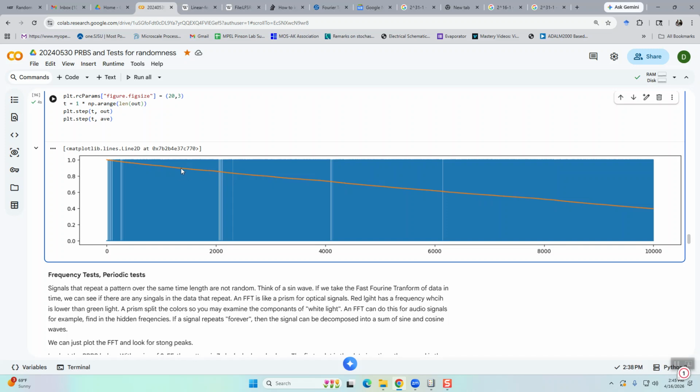Now, it's initialized to 1, right? And then after 10,000, it goes to about 0.4. So it's not going to 0.5. So it's not a fair coin toss, but on average, you're going to get more zeros than ones. You can still use this in stochastic processing, though. So that's one simple test.